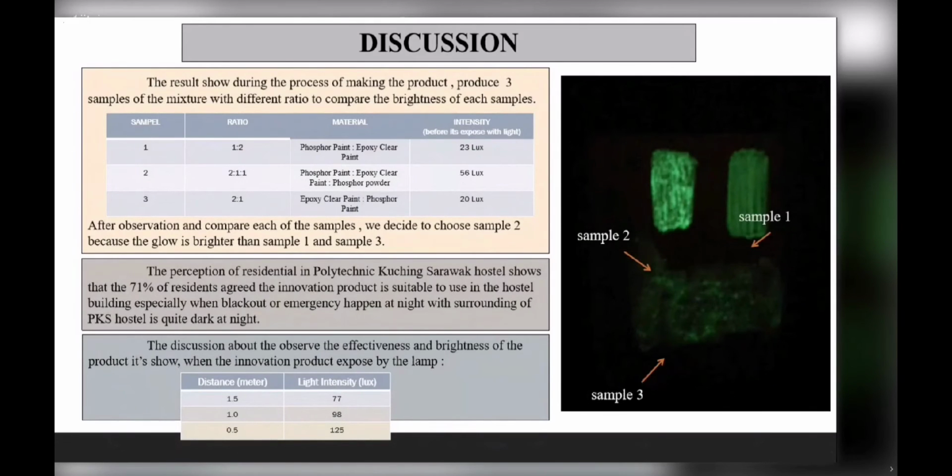For the perception of residents in the Polytechnic Kuching Sarawak hostel, 71% of residents agree the innovation product is suitable to use in the hostel buildings, especially when a blackout or emergency happens at night. The surroundings of the PKS hostel are quite dark at night.